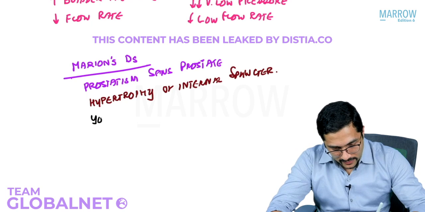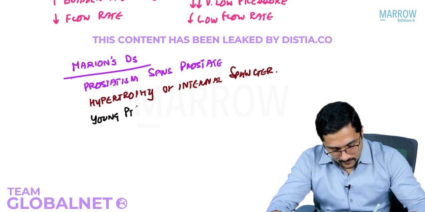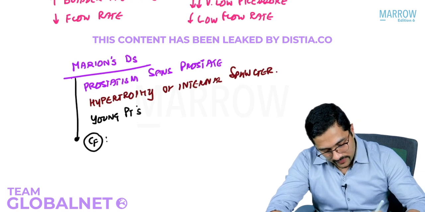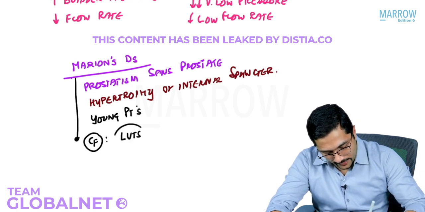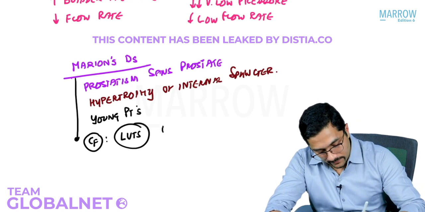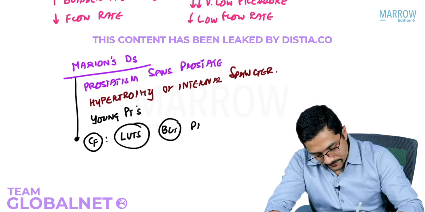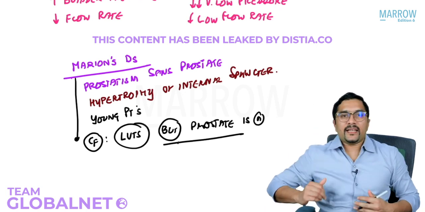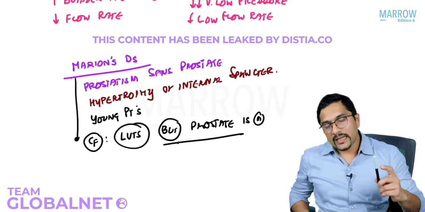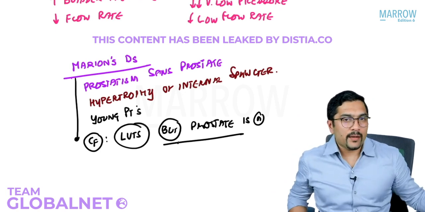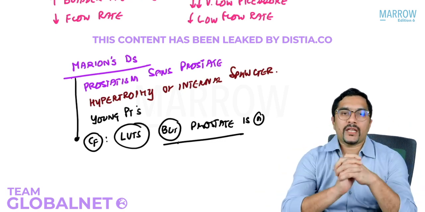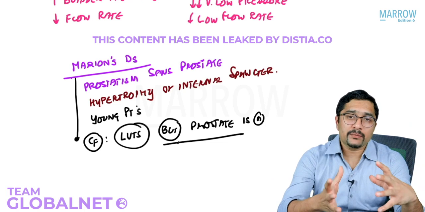And this is seen in young patients, where the clinical features are that they will have LUTS, they will have features of lower urinary tract symptoms, but prostate is normal. So that is prostatism sans prostate, or Marion's disease. And this was the workup of a patient with prostatic symptoms.